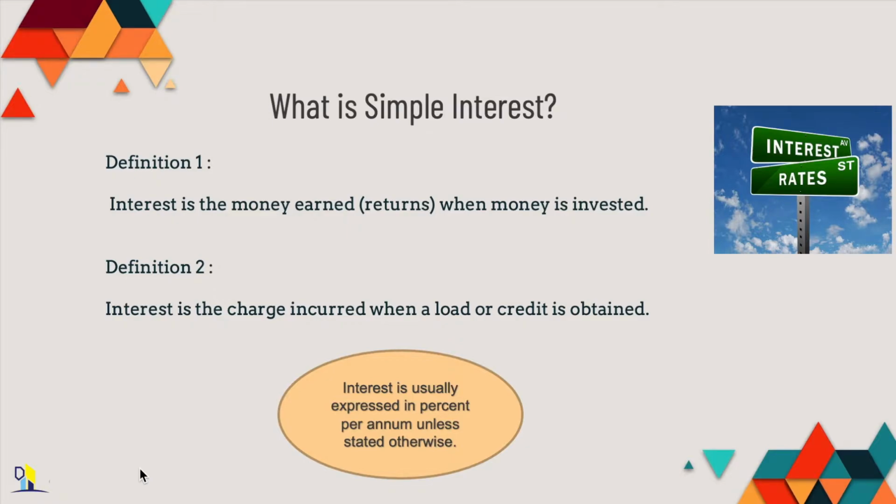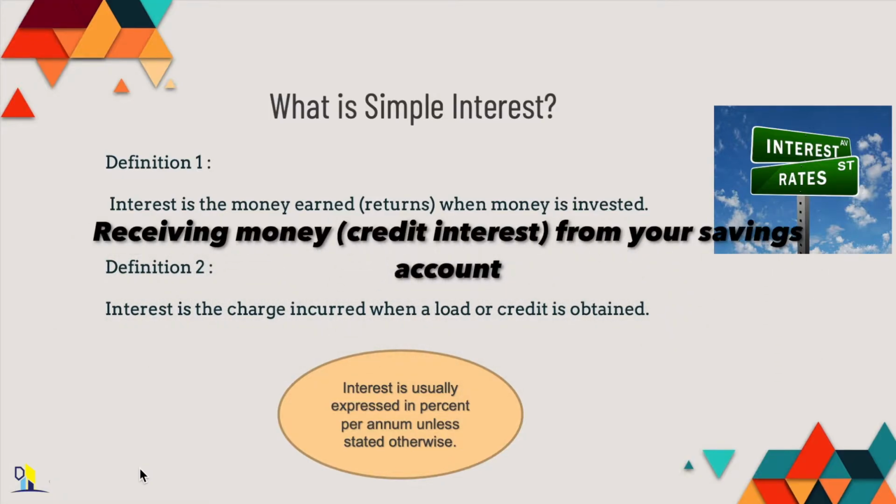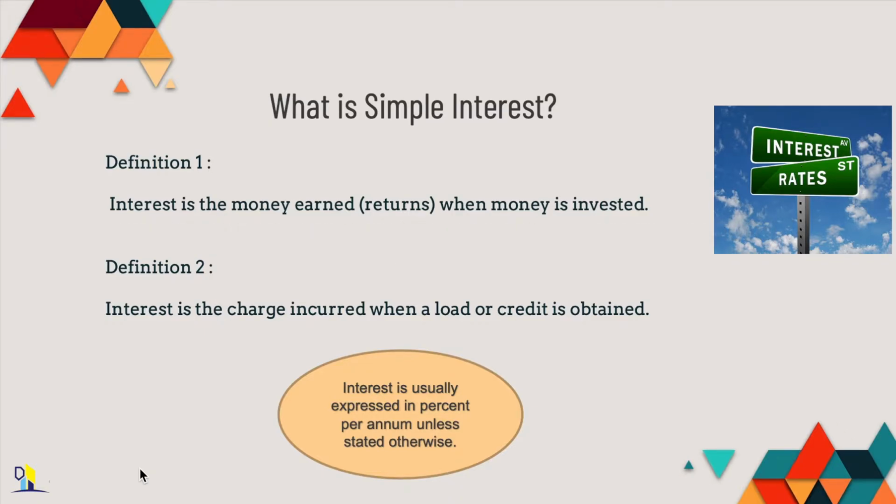First definition is, interest is the money earned, basically your returns when money is invested. Let me give you an example here. You deposited 1,000 ringgit in a bank for a year, and you find that at the end of the year, you have 1,050 ringgit in your account. The additional amount of 50 ringgit is the interest you earned when you invested 1,000 ringgit.